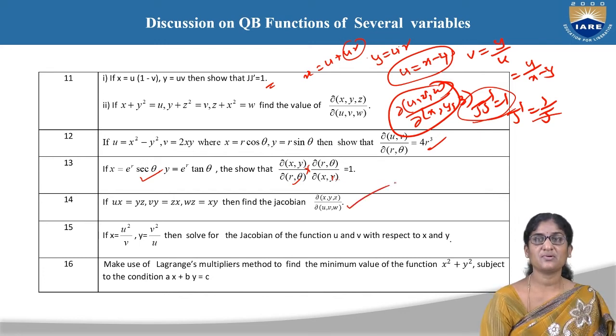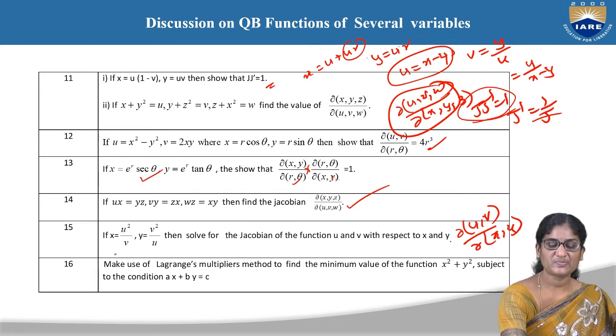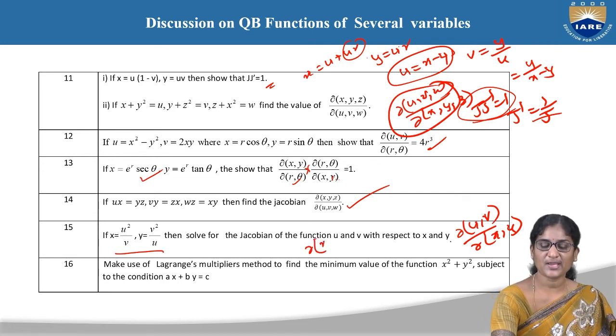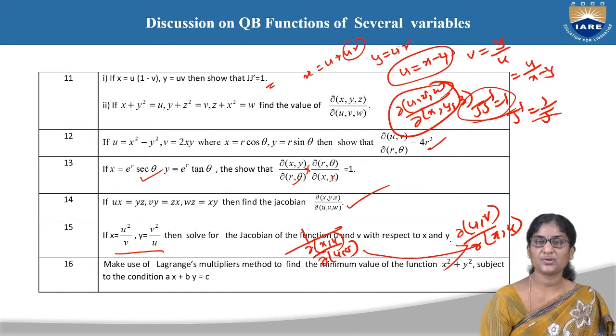And 15th question, x is equal to u square by v and y is equal to v square by u. Find the Jacobian of the function u comma v with respect to x comma y. So what he asked you to find is ∂(u,v)/∂(x,y). As the explicit nature is there in terms of x comma y with respect to u and v, first you have to find out ∂(x,y)/∂(u,v), then do the reverse order to find out the value. So in this way you can. Almost in all the questions, he didn't ask directly, he asked indirectly.